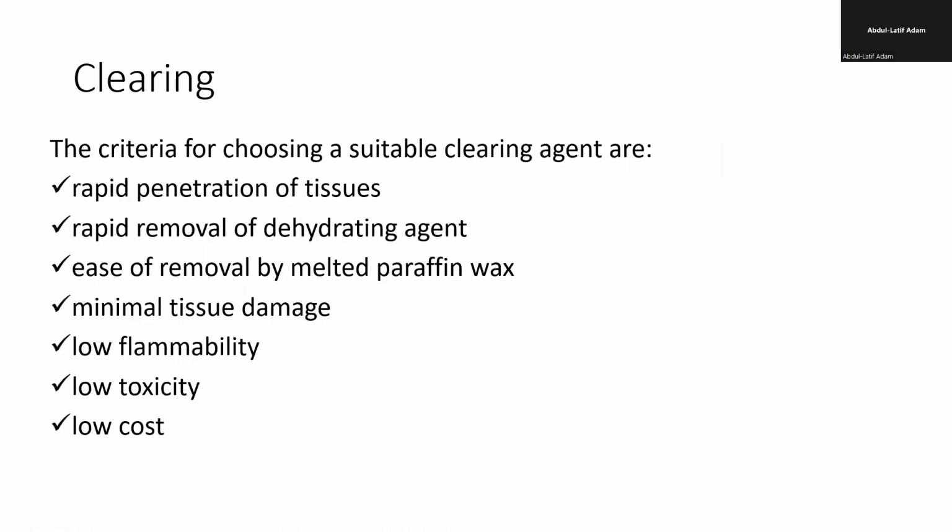So let's look at some of the things to look out for when choosing a clearing agent. What do you consider when you want to choose a clearing agent? The clearing agent should penetrate the tissue rapidly. It has to be able to go inside the tissue to remove any material, proteins, and amorphous debris that will prevent the clearing of the tissue and prevent easy microscopy, because you want the tissue to be transparent enough to be able to see through. So you need a reagent that can do that.